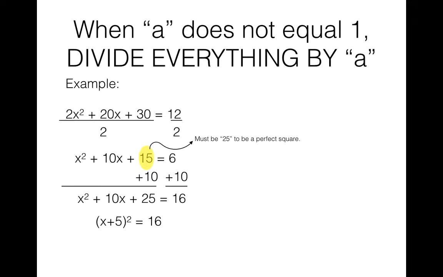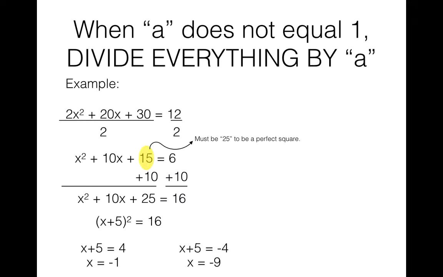So we have x plus 5 squared equals 16, so we know that x plus 5 could be 4, because 4 squared is 16. x plus 5 could also be negative 4, because negative 4 squared is also 16. So if x plus 5 equals 4, then x must be negative 1. And if x plus 5 equals negative 4, then x must be negative 9. So those are our two solutions. x equals negative 1 and x equals negative 9.